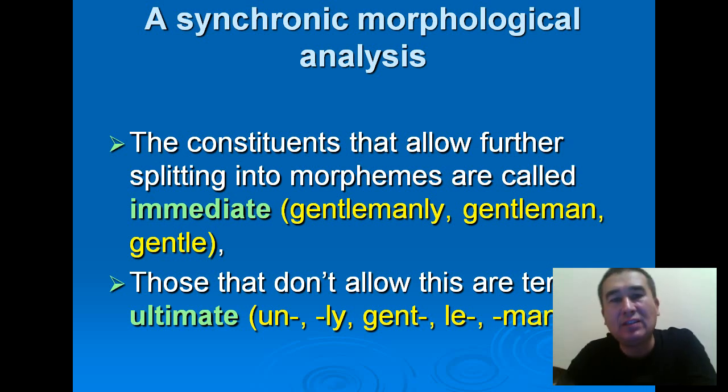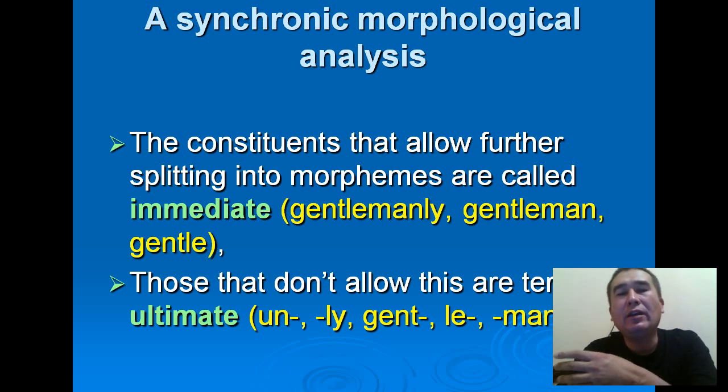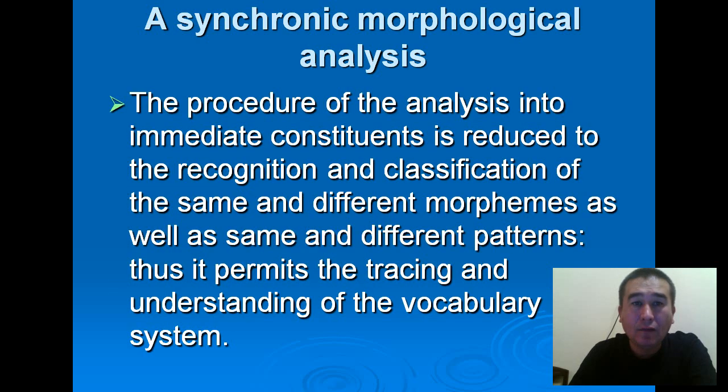Synchronic morphological analysis combinations: the constituents that allow further splitting into morphemes are called immediate. Gentlemanly, gentleman, gentle. Those that don't allow this are termed ultimate. Only gentle, man. So, immediate parts can be divided into parts and ultimate parts can't be divided into parts. The procedure of the analysis into immediate constituents is reduced to the recognition and classification of the same and different morphemes as well as same and different patterns. Thus, it permits the tracing and understanding of the vocabulary system.